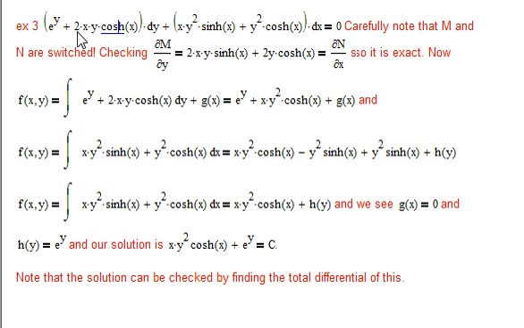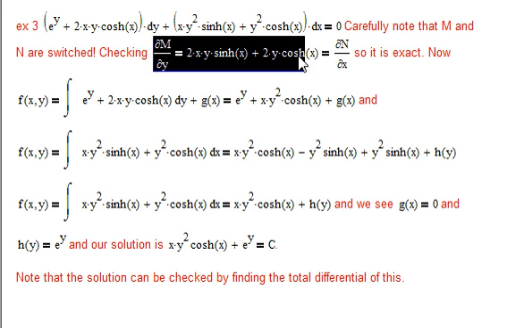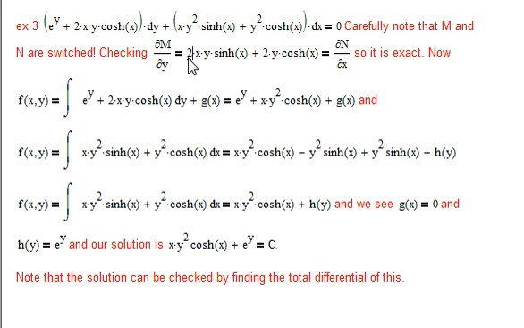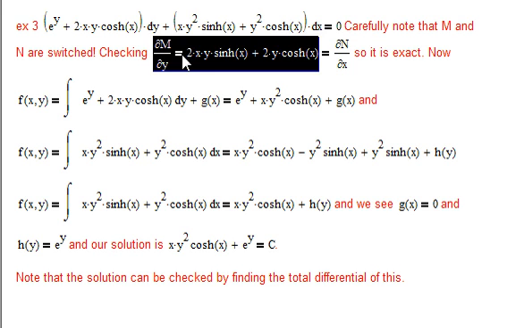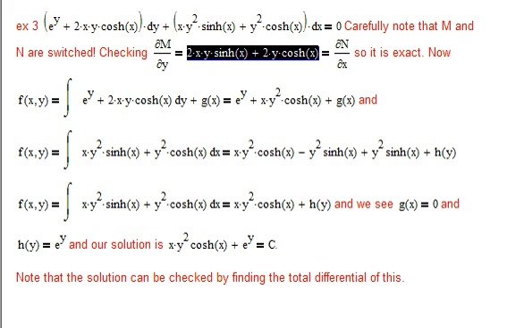So we would have 2y cosh of x plus 2xy sinh of x. And so there we have it. That's exactly what we were expecting. So that indeed is enough to tell us that we do have, in fact, an exact equation.